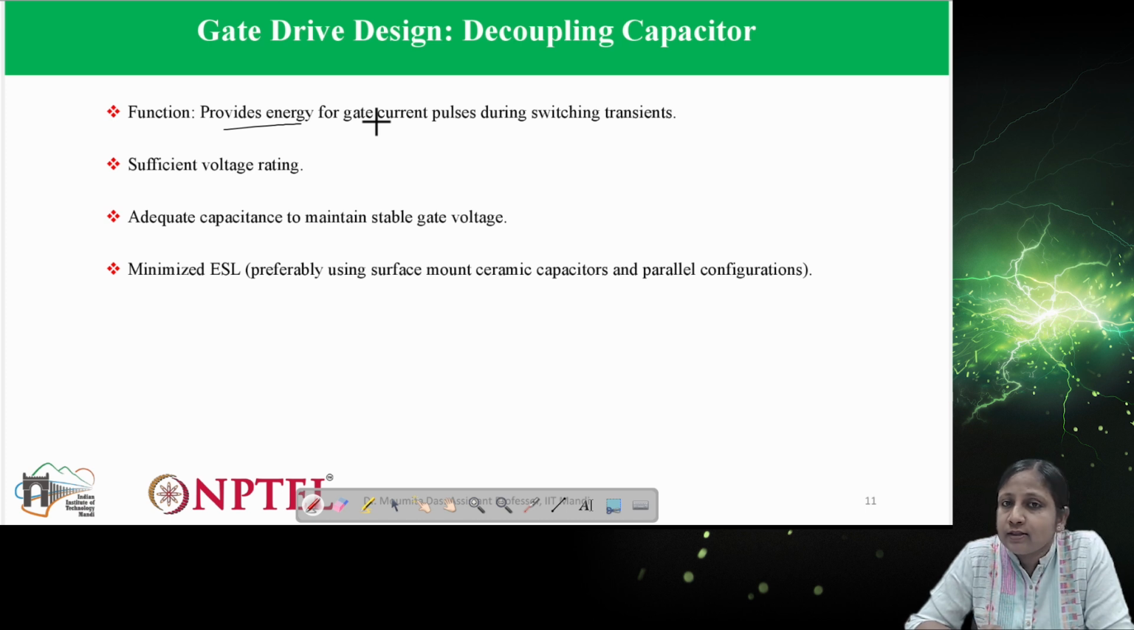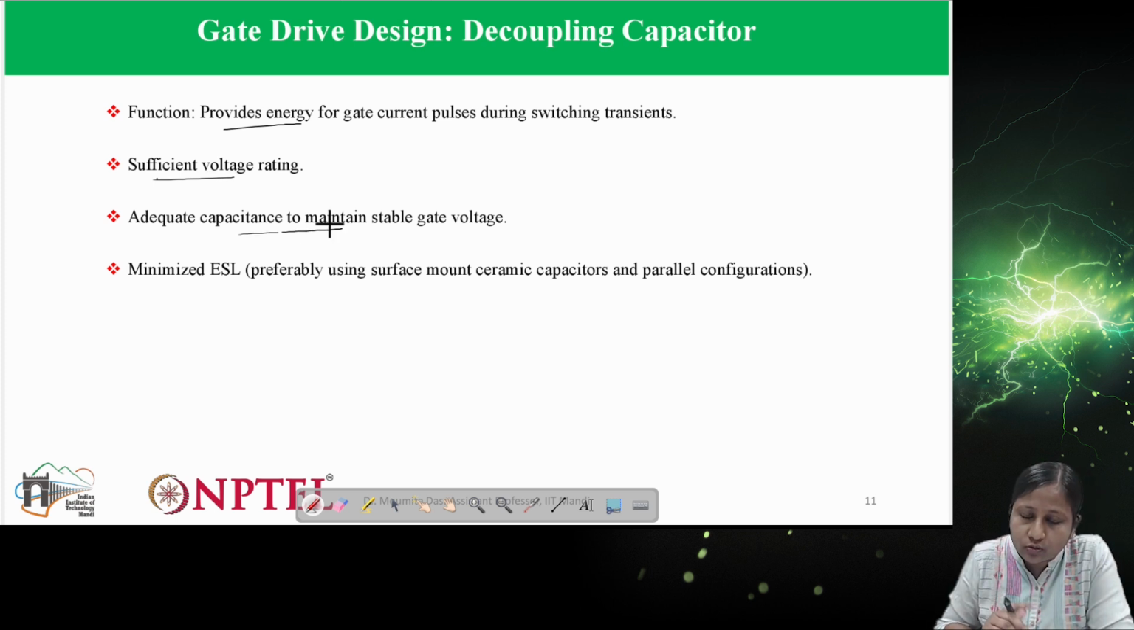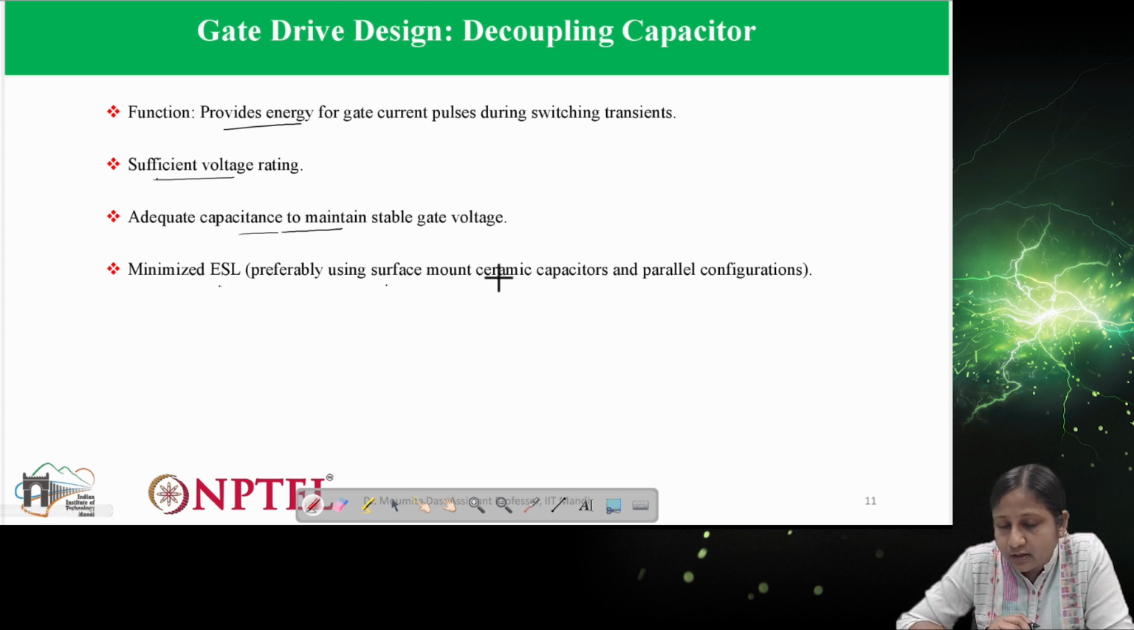Generally, the isolated power supplies or the actual power supply will be placed far away from the gate driver or any particular IC. So if we have a decoupling capacitor, it will not only decouple the ringing generated from the supplies or anything at the input, it can also provide for the switching transient. Basically it should have sufficient voltage rating and adequate capacitance to maintain a stable gate voltage, even during the switching transient. Minimized ESL is preferable, using surface mount ceramic capacitors in parallel configurations.